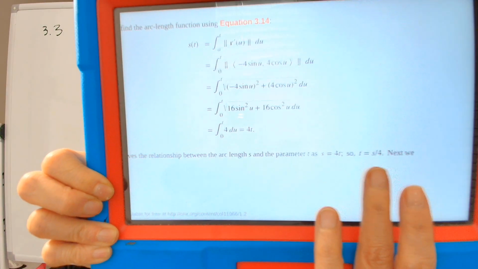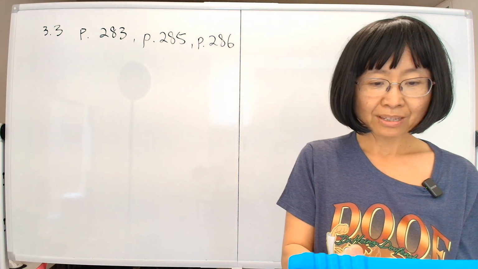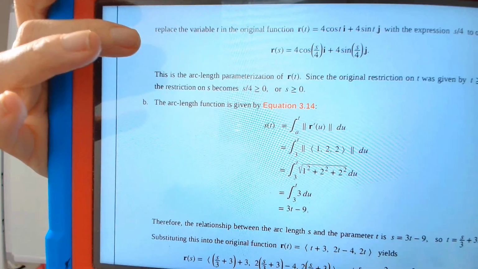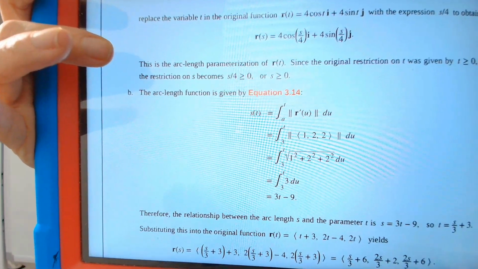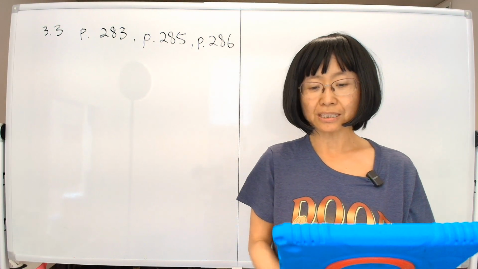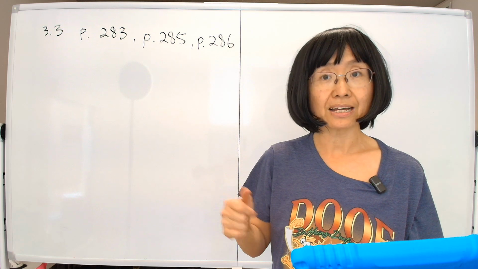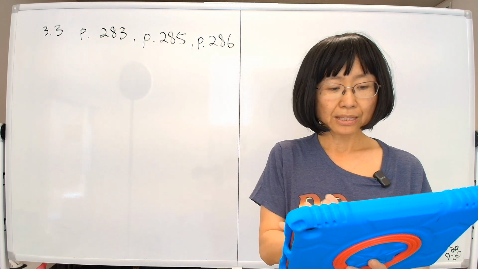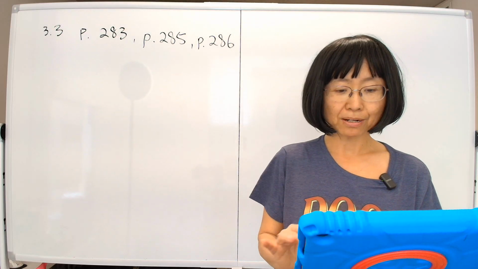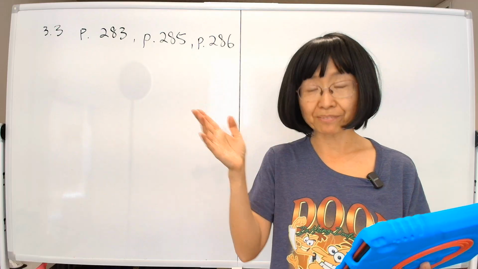Now when that happens, you can plug t in terms of s into the original formula for r and get a different representation of r. So r now, instead of t, is represented in terms of s, and this is called the arc length parameterization. Remember that before, t was given the restriction t bigger than or equal to 0. Being that t is s over 4, s also has to be bigger than or equal to 0, and that's all you have to think about. So please do example 3.10, both part A and B, as part of your homework to get a feel for the arc length parameterization.